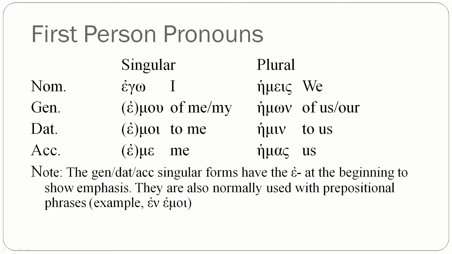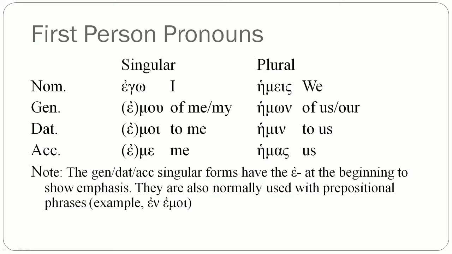Then the genitive plural always, always, always has an omega nu. It never changes from that, and this one is no exception. The genitive plural is hemon, and that means "of us," or the possessive pronoun "our." Then the dative plural is hemin, and this means "to us." Dative: to, by, or for. Then the accusative, hemas, and that one is "us," the object form of "we."